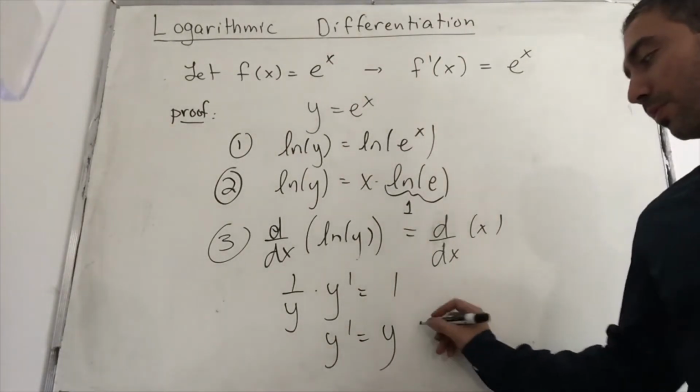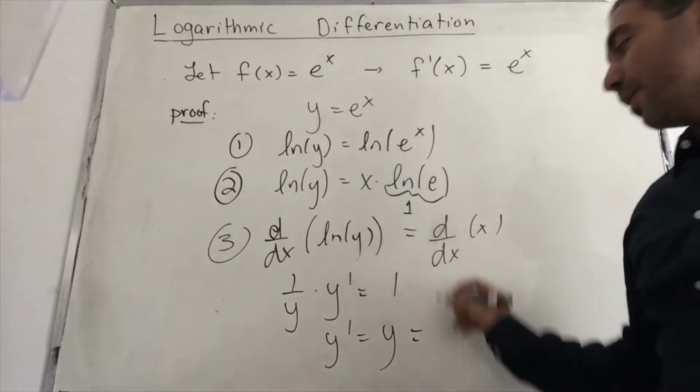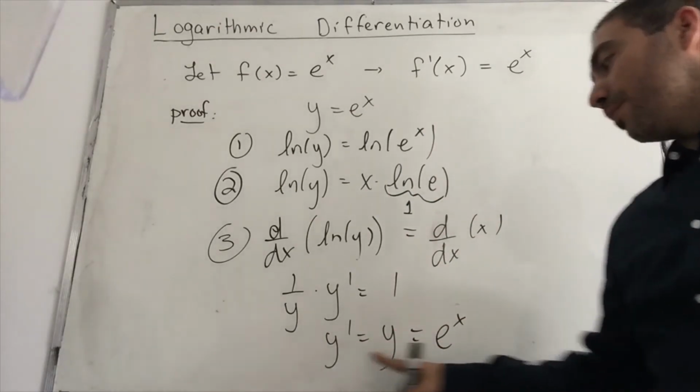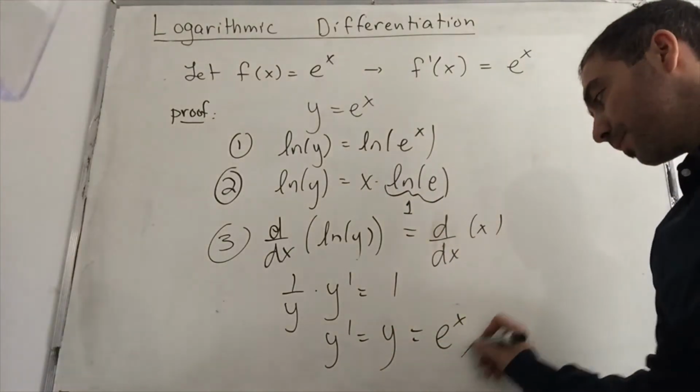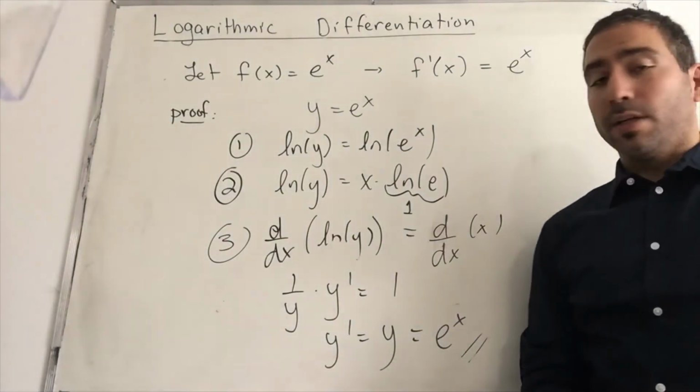And what's y equal to? Well, go back to the beginning. y is equal to e to the x. So we just showed that y prime is equal to e to the x, and we're done. Okay, very simple. Let's keep going.